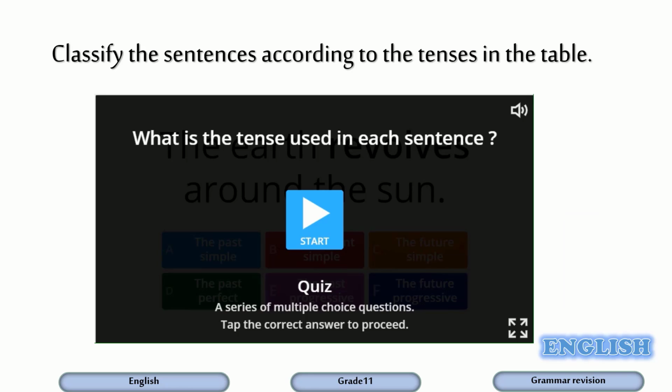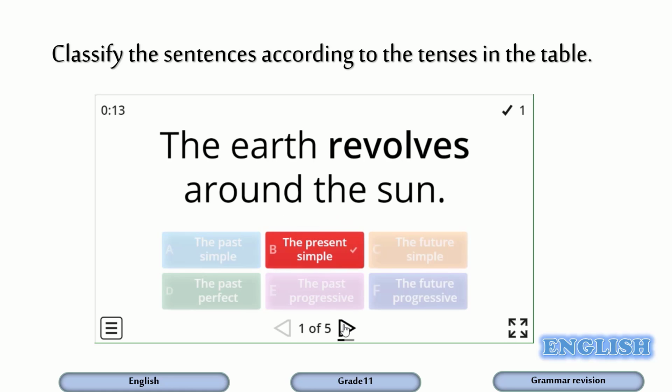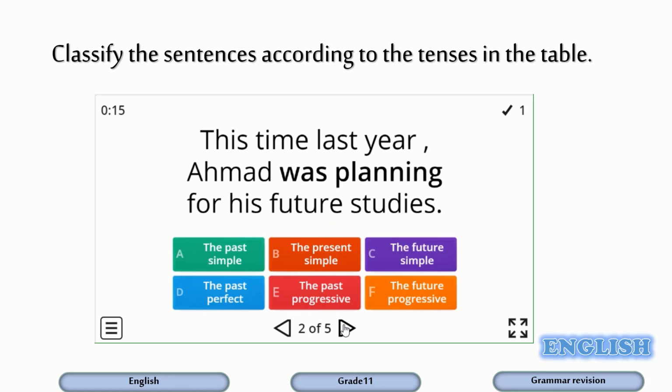Now let's get started with the revision of tenses. You are going to identify the tense used in each sentence. The first sentence, the earth revolves around the sun. So the verb here, revolves. What is the tense? The present simple. Very good. Next one. This time last year, Ahmed was planning for his future studies.